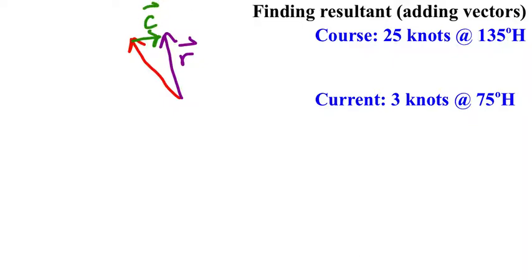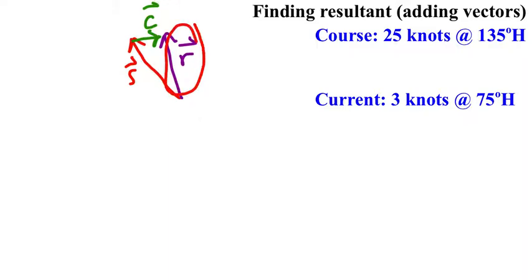So remember, this was, in this case, the current. We'll use C for current, and for course... oh wow, that's horrible. So here we're going to have to use something else. Let's say S for steered or something like that. But the resultant is what we're trying to find, which comes from adding the vectors.